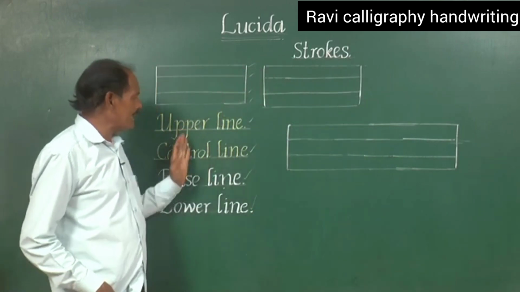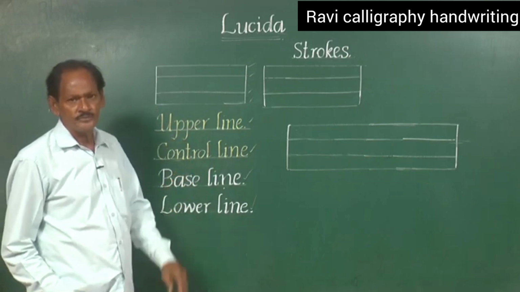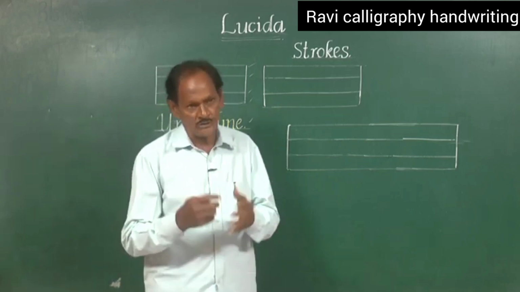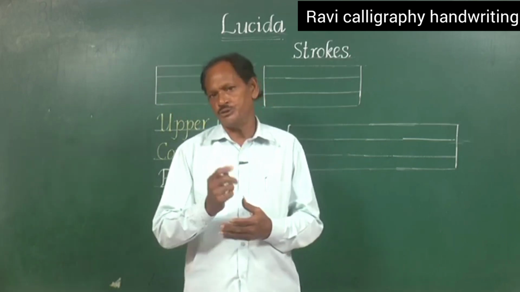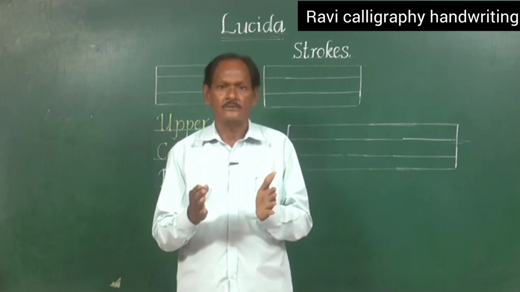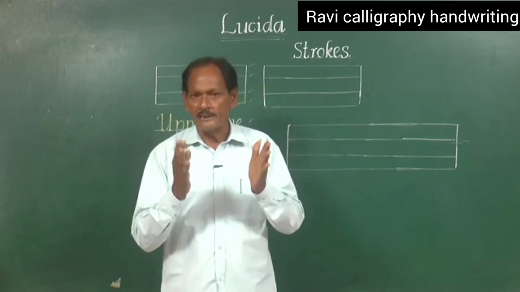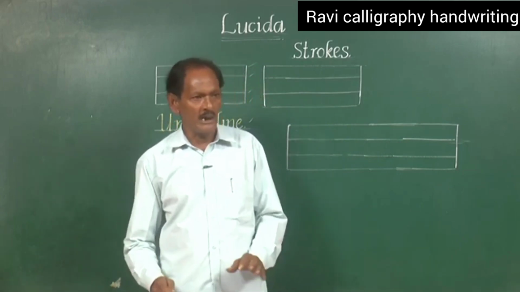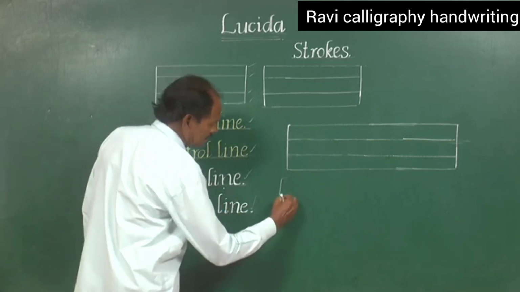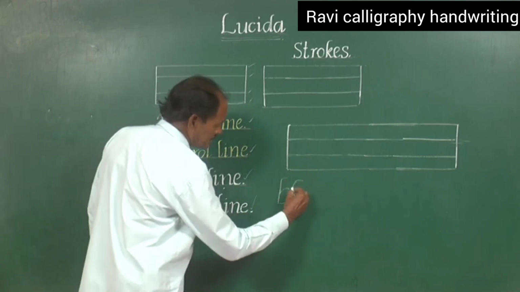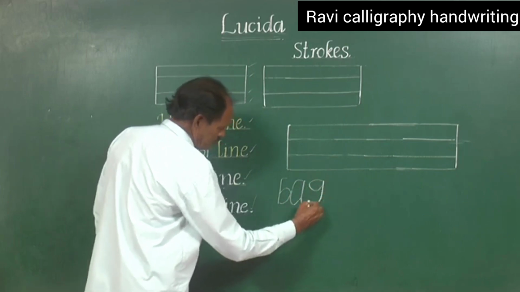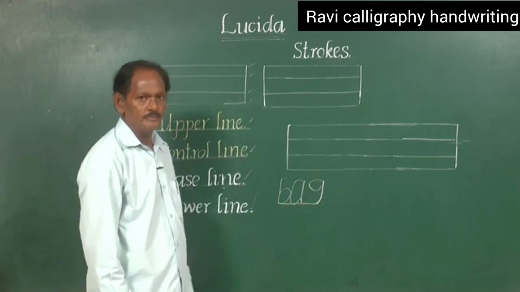These 4 lines make 3 zones. What is the meaning of zone? Actually, a zone is a place where a particular letter is written, because as I told you in the earlier class, if a student writes the word BAG in this way, this is not the correct way of writing that word.